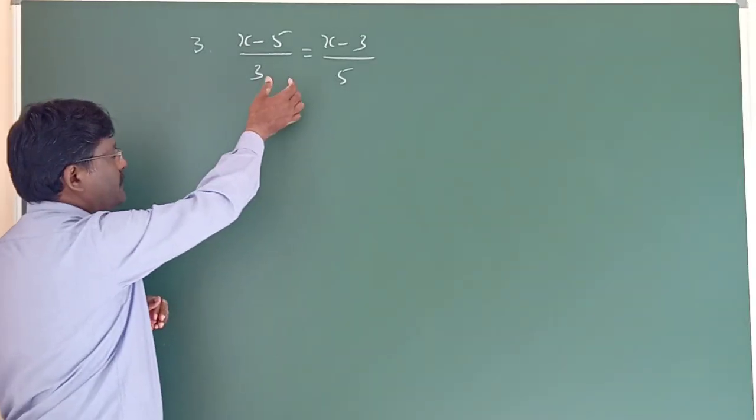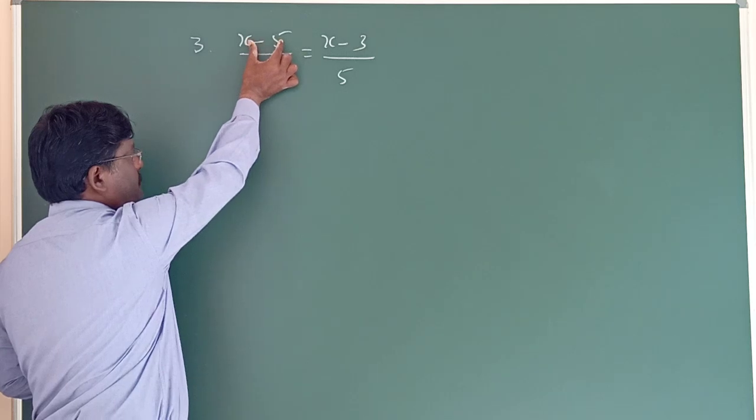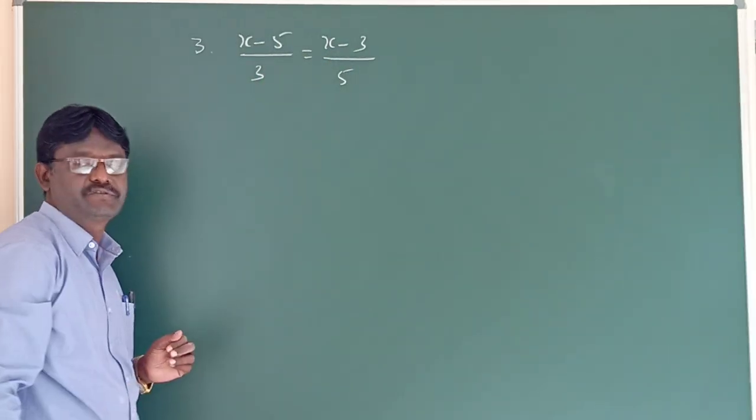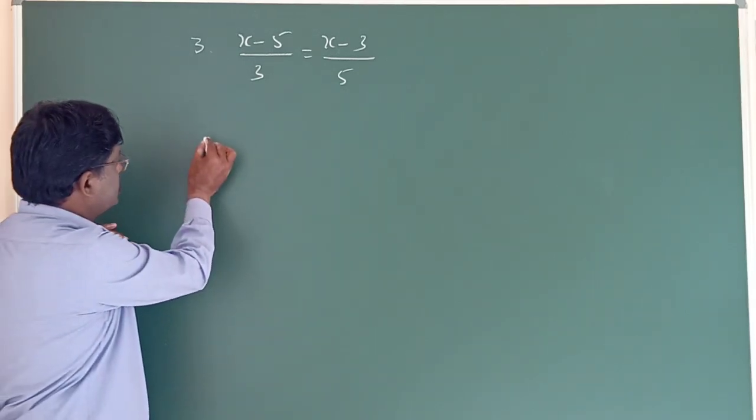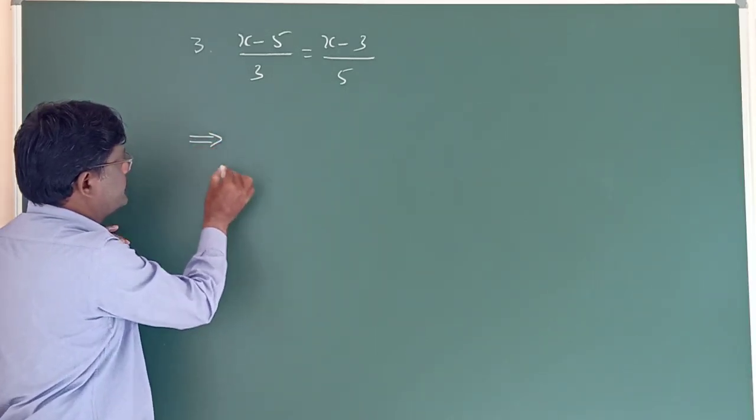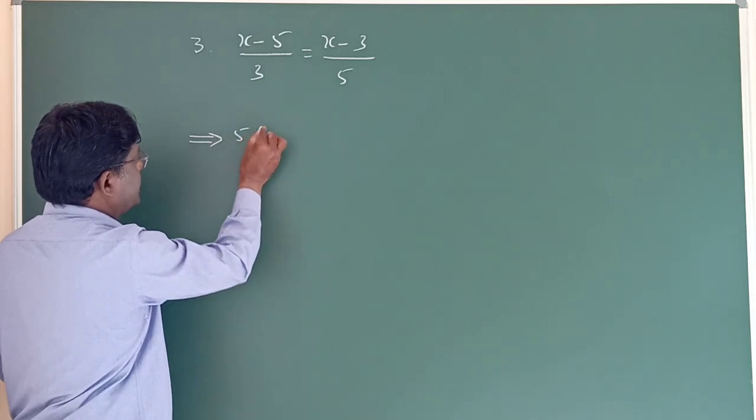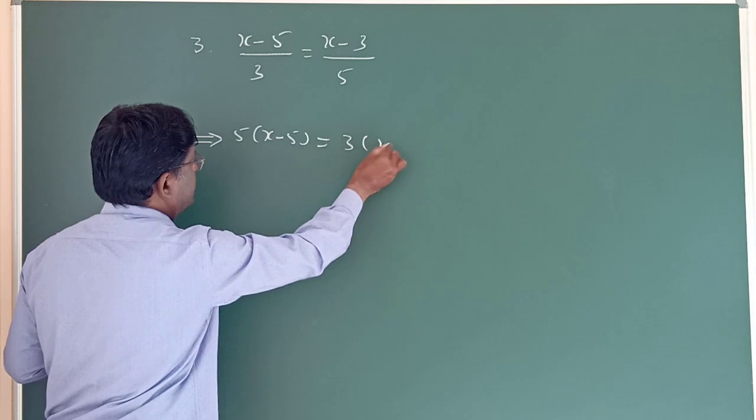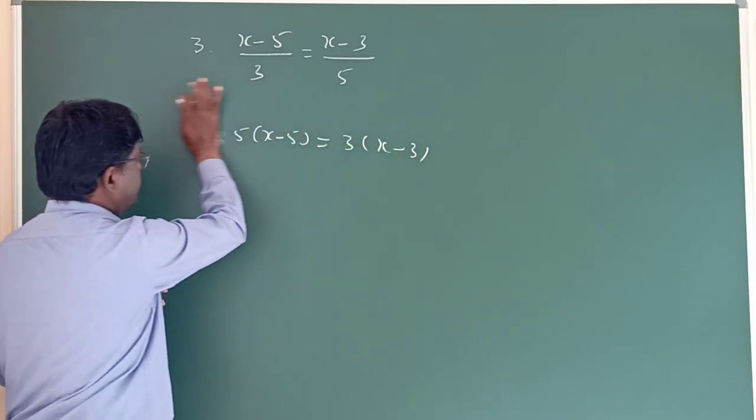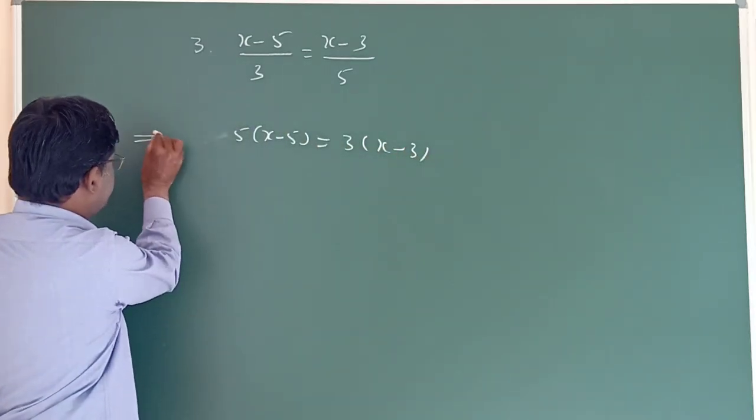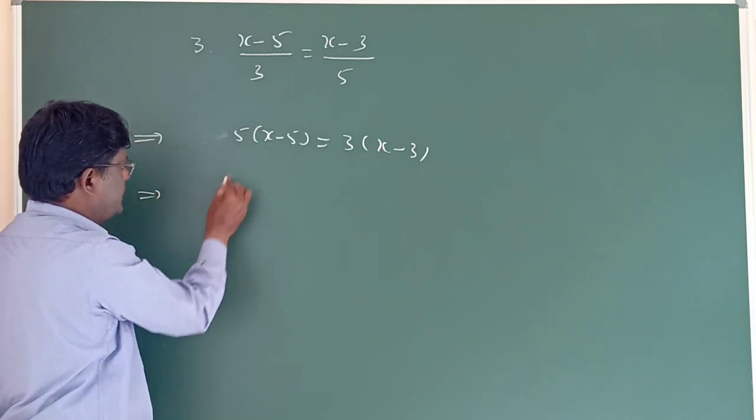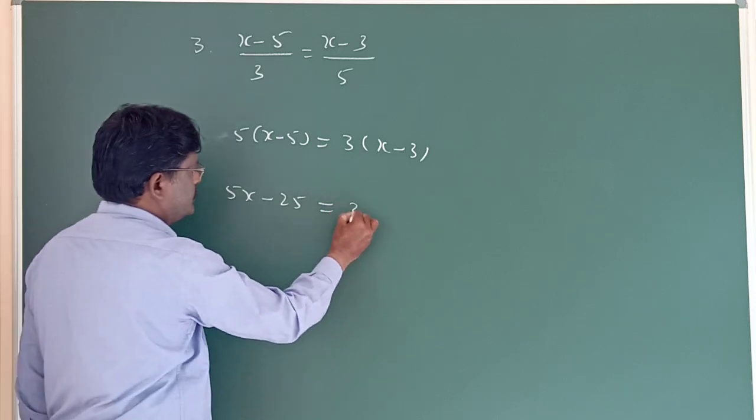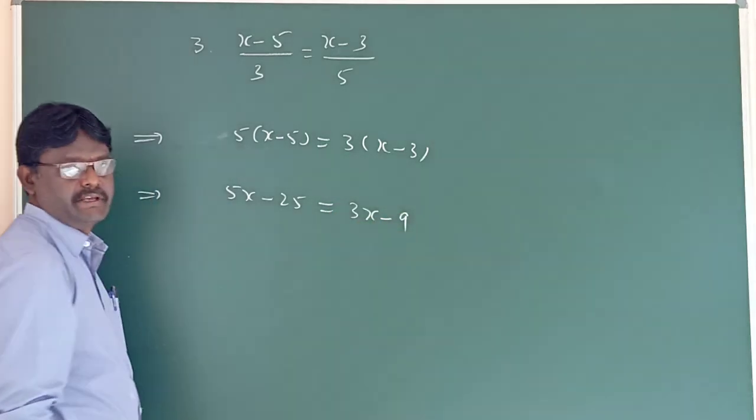So here we have a single fraction, numerator by denominator, numerator by denominator. Therefore, in such cases, children, we can do cross multiplication directly. Hence, this becomes 5 into x minus 5 equal to 3 into x minus 3. Therefore, this implies 5x minus 25 equal to 3x minus 9.